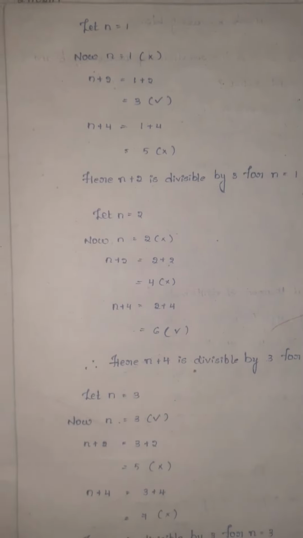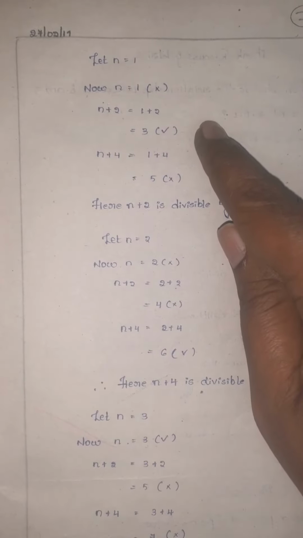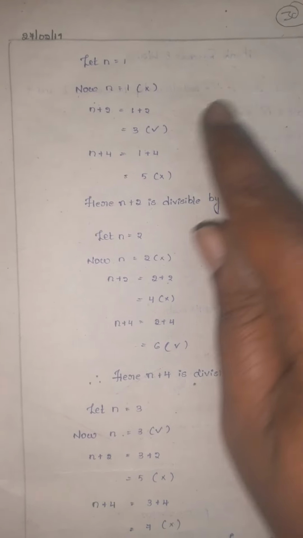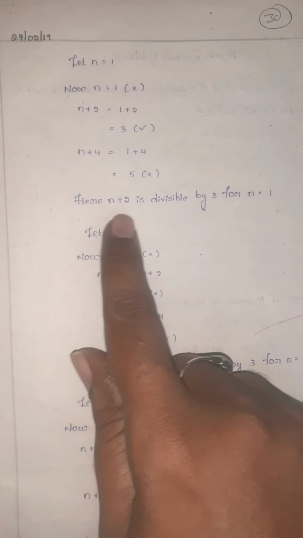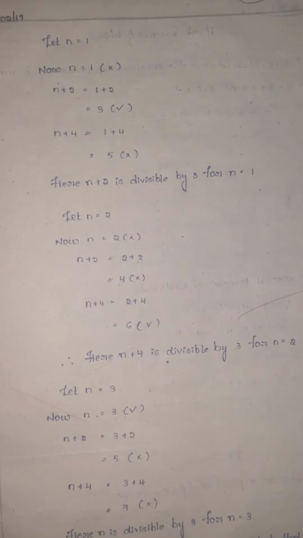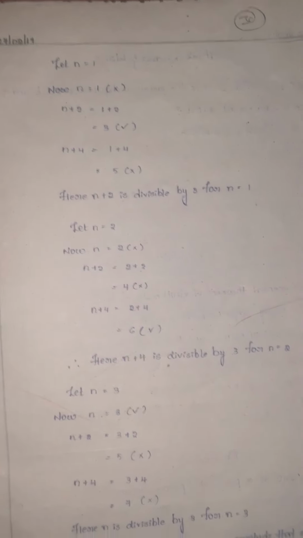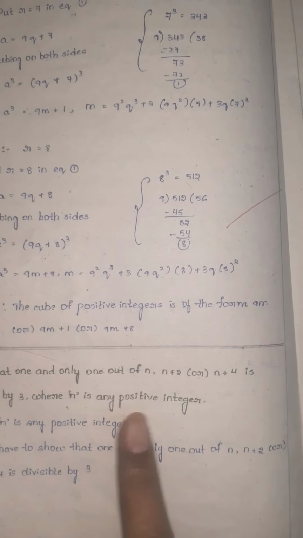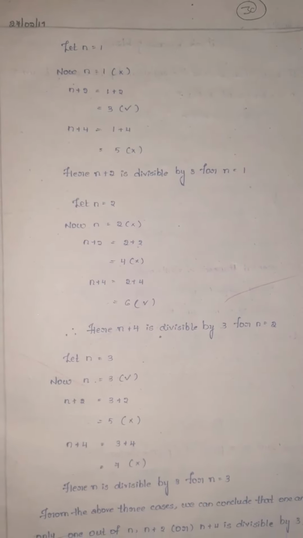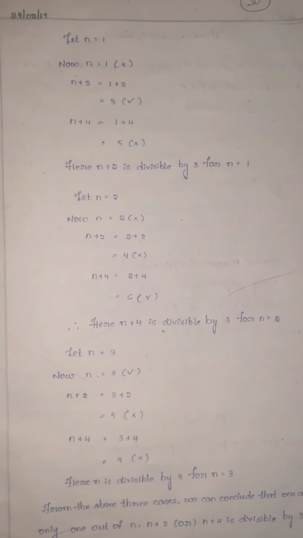So one and only one condition means if you are taking n is equal to 1, we are getting only one condition true. That condition is what? Here n plus 2 is divisible by 3 for n is equal to 1. Why? Because in the question it is strictly mentioned a positive integer. So you should not take 0 and you should not take negative numbers.